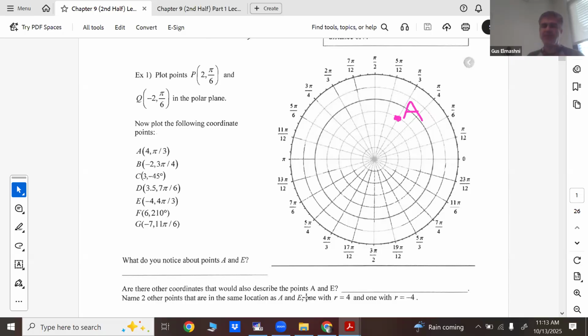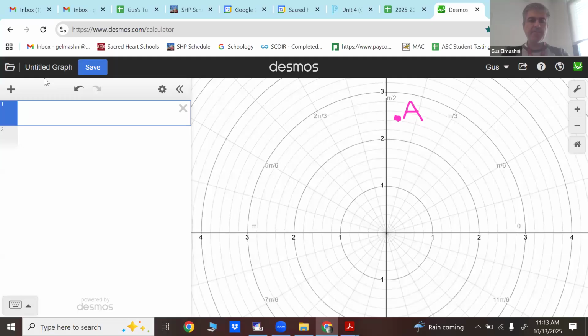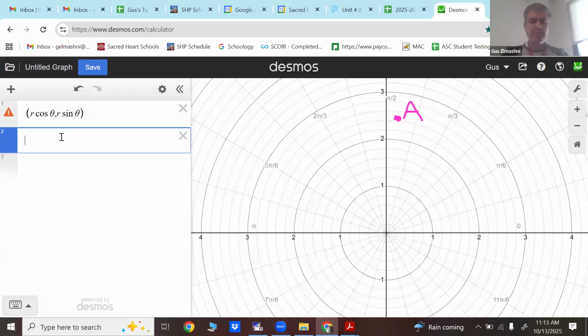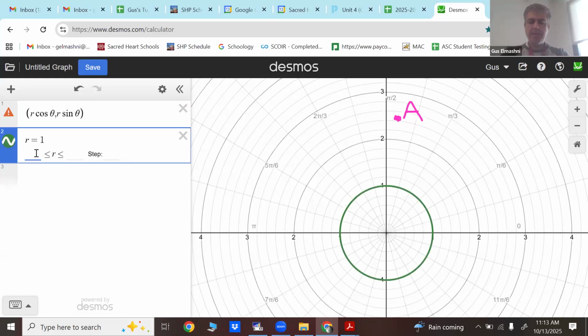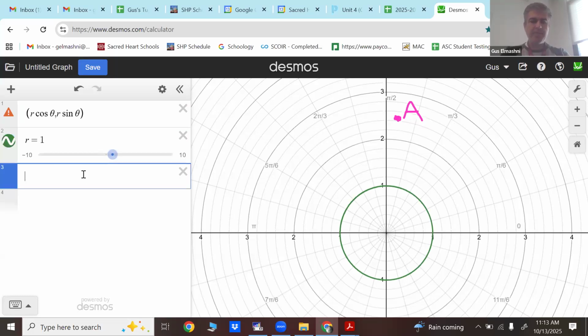Here's what you do, Charlie. I got you here. Let's say we're going to plot -4 comma 4 pi over 3. So what you could do in Desmos, you say r, we'll talk about this when we get there, theta, comma r sine theta. And we'll say r equals, I'll also make a value 1, but we'll go from like -10 to 10, so we'll do a slider.